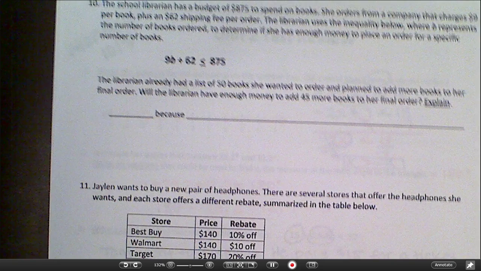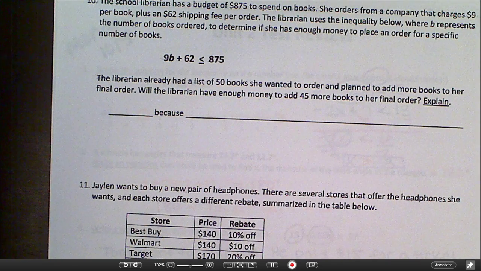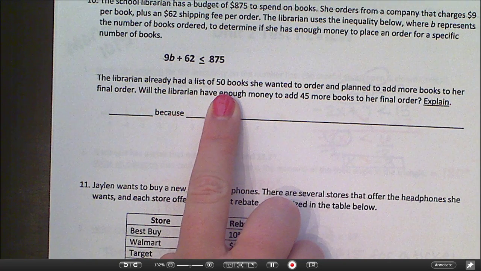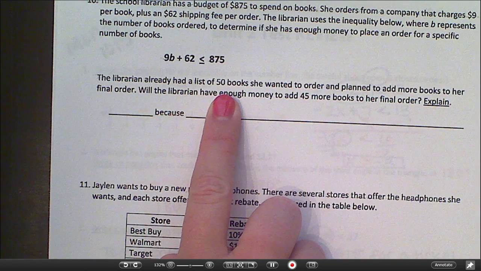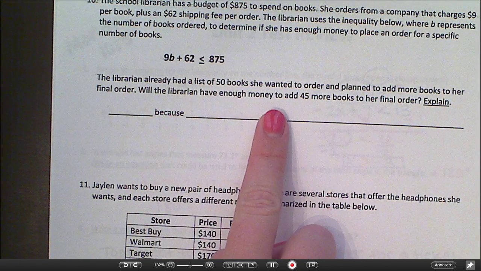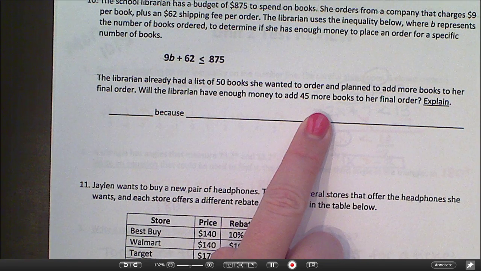So the librarian already has a list of 50 books that she wants to order, and she planned to add more books to her final order. So Mr. Shorter's been making this list. He already has 50 books on his list that he knows he wants to buy, but he'd like to add some more books to that list before he goes ahead and submits that order. So will the librarian have enough money to add 45 more books to the final order?